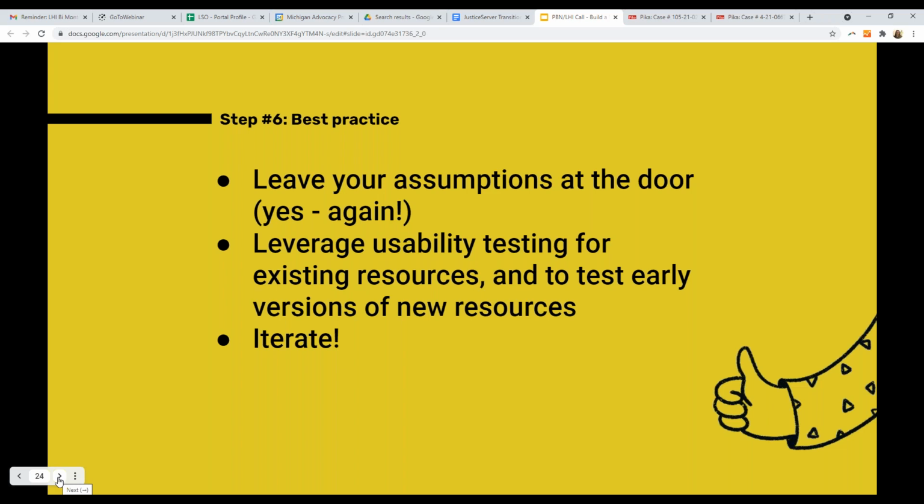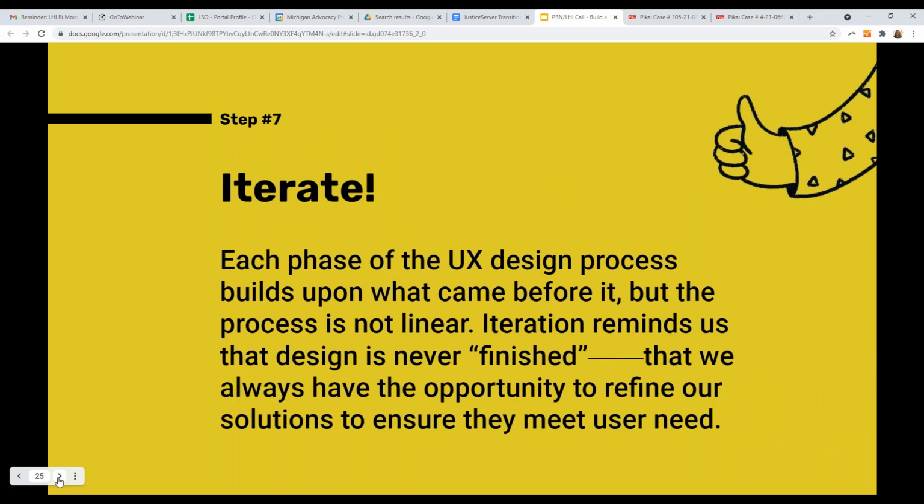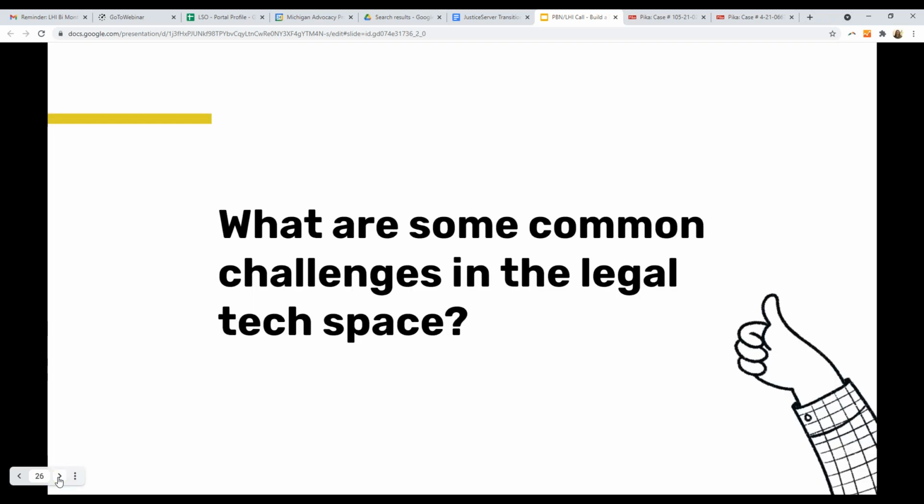We never stop, right? Listening. We might get feedback from our users about a resource. How do we bring that feedback to iterate on the existing resource as a whole? So that was a lightning round of the UX design process.